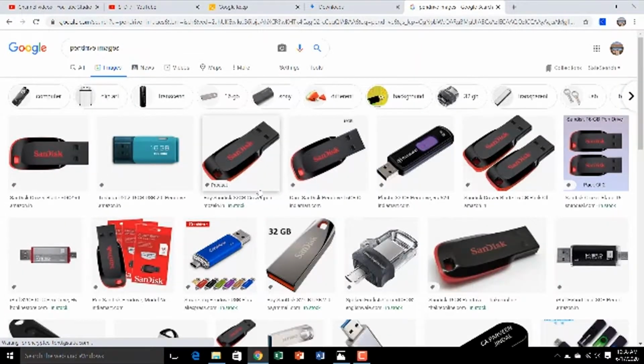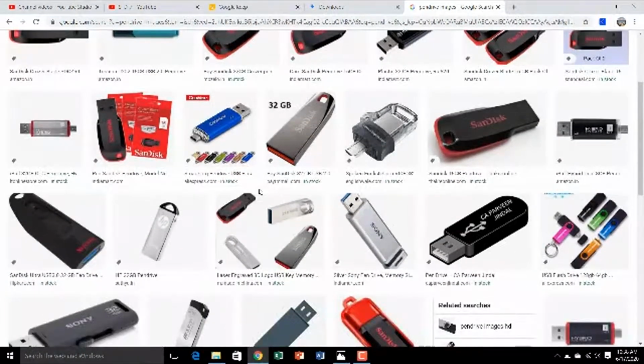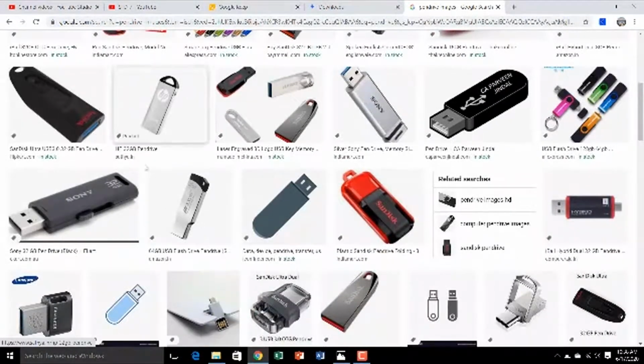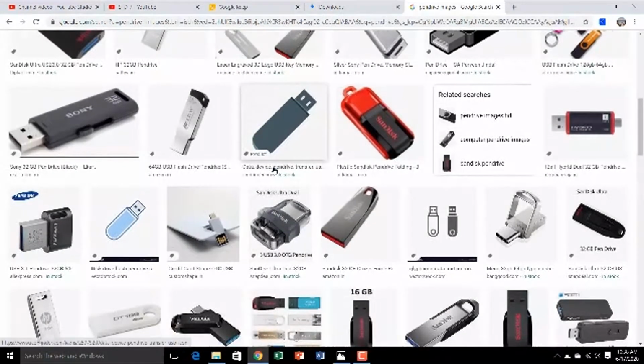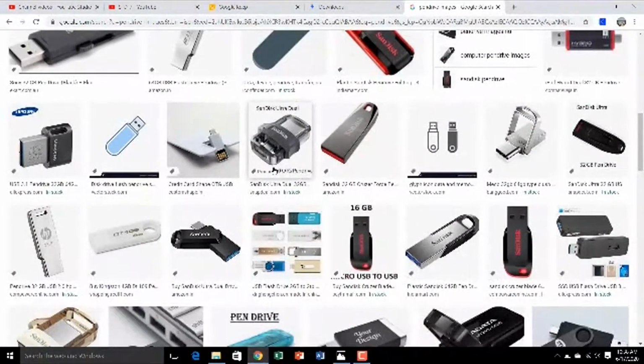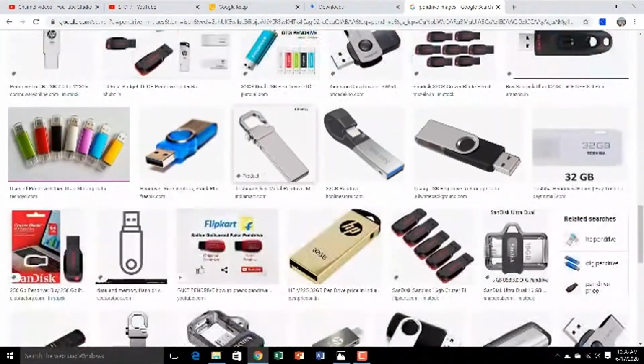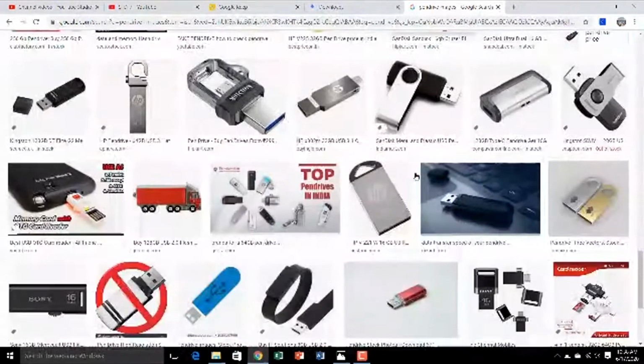See, this is a different kind of pen drive. You can get different colors and different sizes: 32 GB, 4 GB, 8 GB, 2 GB. These are the sizes of the memory storage of your pen drive. So these are the different pen drive images, and these are all pen drives.